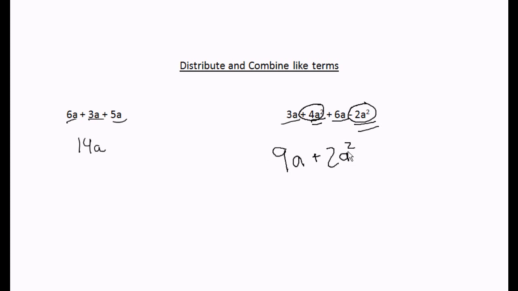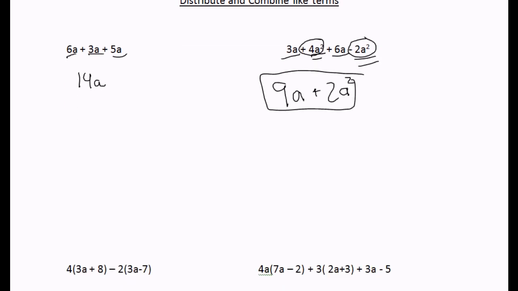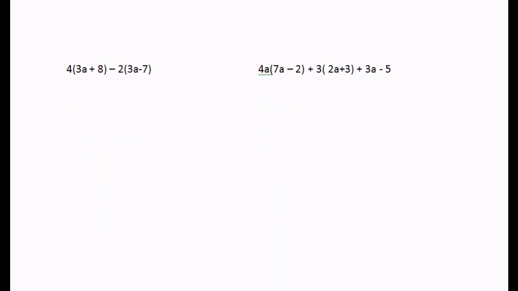a's and a squares cannot add together. They're not the same. So I can add a's with a's, a squares with a squares. Items have to be exactly the same to be able to add together.